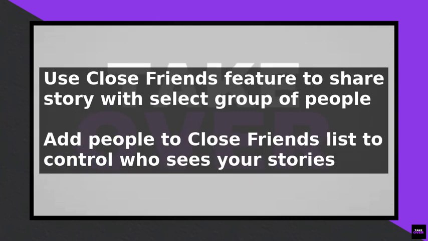A more practical approach would be to use the Close Friends feature to share your story with a select group of people. To do this, go to your profile and tap the three lines at the top right corner. Then tap Close Friends. Here, you can add the people you want to share your story with. When you post a new story, you can choose to share it with your close friends list instead of your entire followers list.